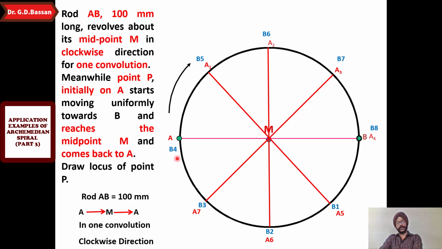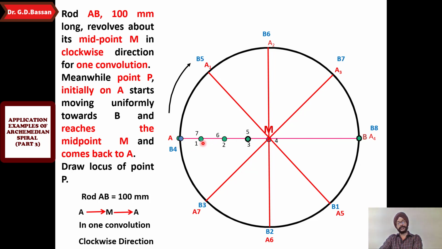Now we have to divide the total linear movement into the same number of divisions. Here the total linear movement is from A to M and back from M to A. As we divide this rotary motion into 8 parts, we have to divide A to M into 4, and again M to A also into 4. So a total of 8 divisions will be there from the start to the end point of point P. Divide A to M into 4 equal parts and give the numbering 1, 2, 3, 4, and on the reverse side 5, 6, 7, 8 will be the end point.